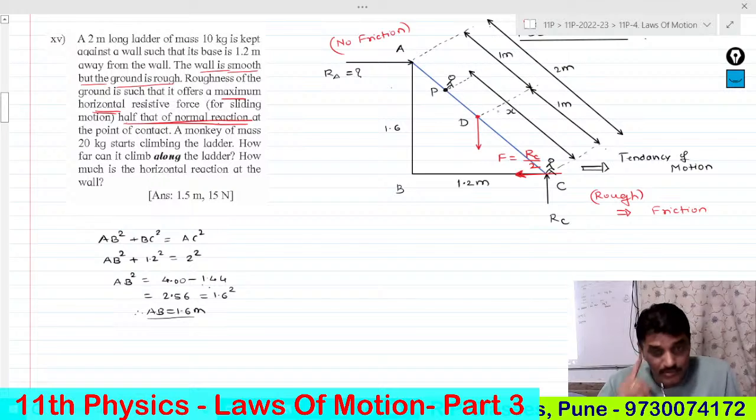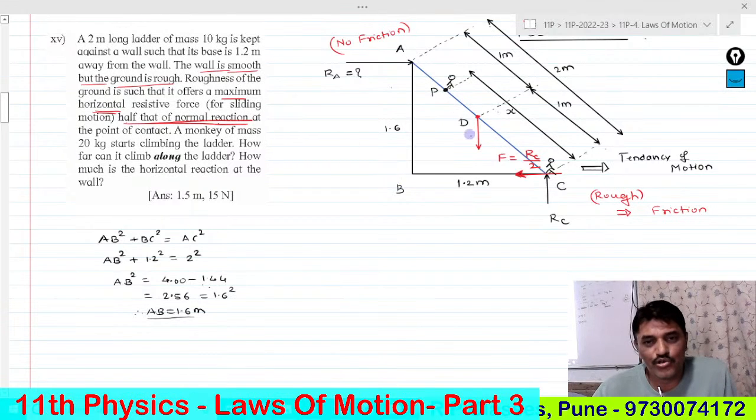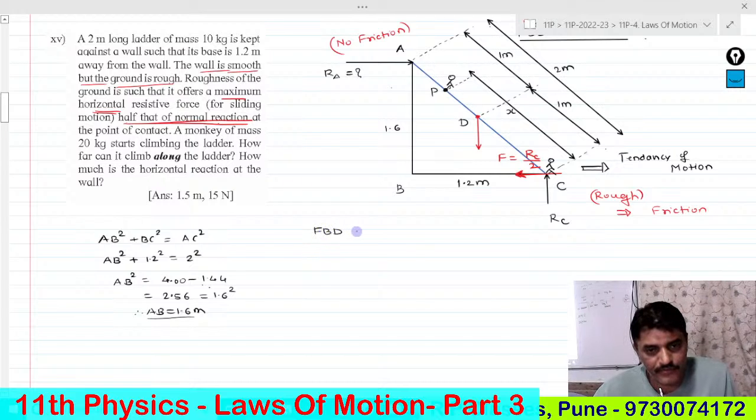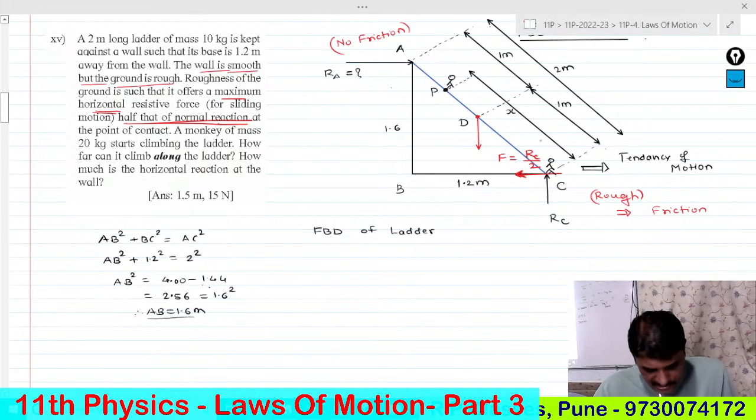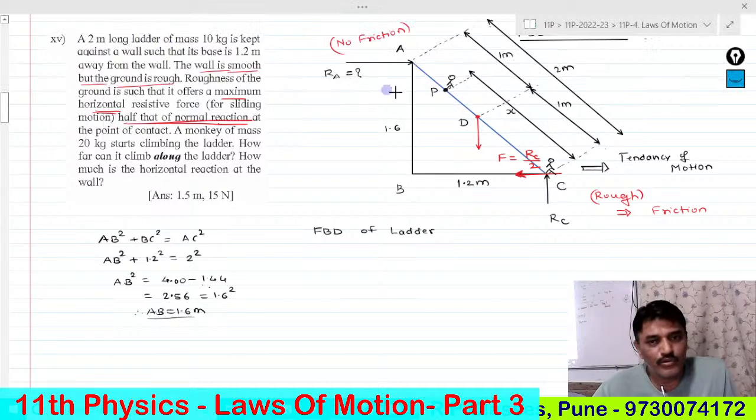So coming back to, in this case, I have to draw the free body diagram of this ladder. Free body diagram of ladder. So if I draw the free body diagram of ladder, यही free body diagram होगा because I have already shown all the forces there. ये एक force है, ये एक force है. It's just remaining that only the weight of the monkey is to be shown now. I'll just show it over here.